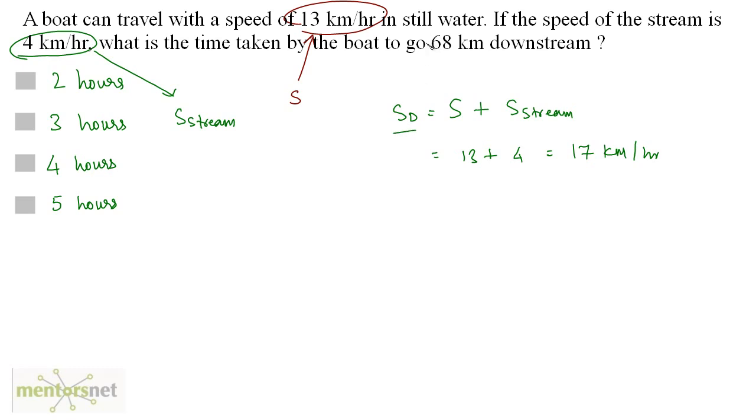Now this is the speed, this is the distance, we want time. So time is equals to distance upon speed. It is equals to the distance is 68, the speed is 17. 17 times 4 is 68. So 4 hours is the time taken to go downstream. Option C.